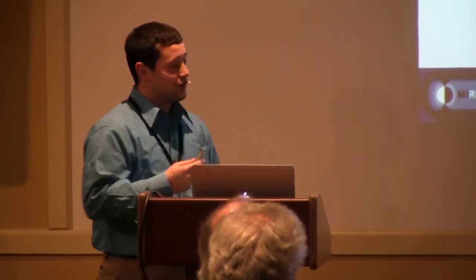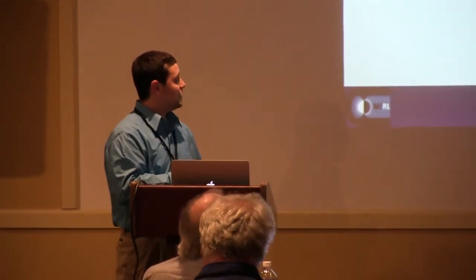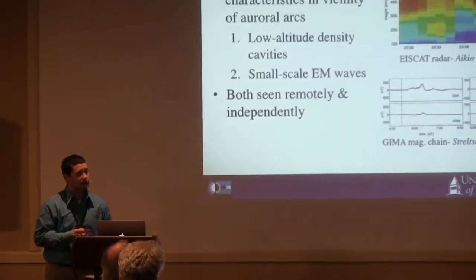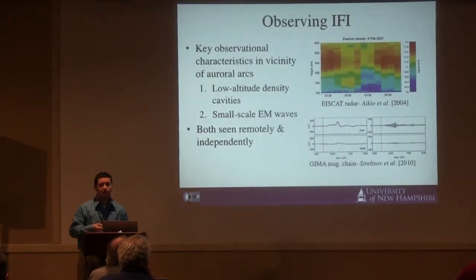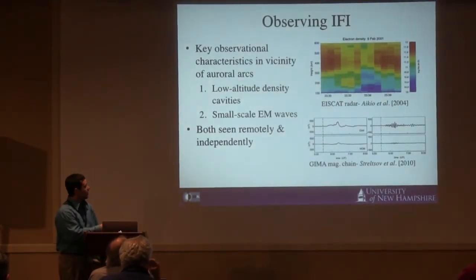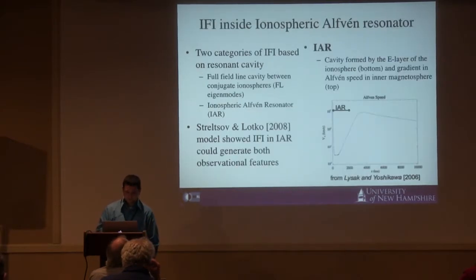So what I've termed as the key observational characteristics of IFI are twofold. There's the low altitude density cavities, and then there's also small scale electromagnetic waves. And we've seen both of these independently in the vicinity of stable arcs, both with the ISCAT radar and by the GEMA magnetic chain. But we've never seen both simultaneously with in situ measurements.